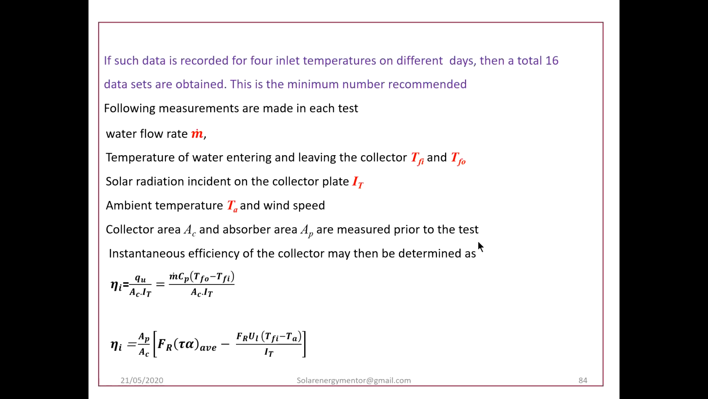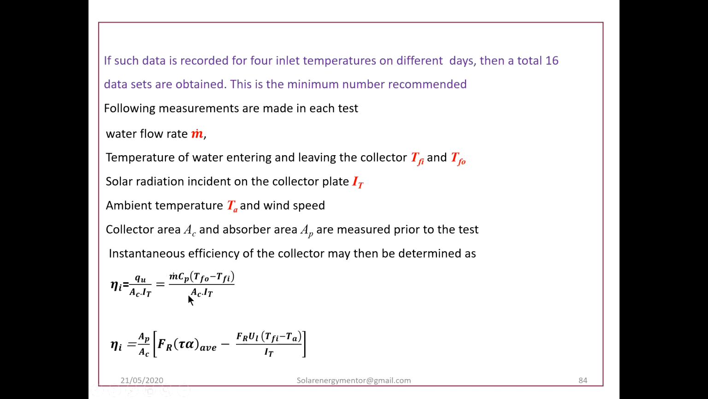Now the instantaneous efficiency of the collector can be determined with the following equation: efficiency is equal to useful heat gain rate QU divided by AC, the collector area, into IT, which is also equal to m dot Cp, that is mass flow rate of the heat transfer fluid circulated through the setup, and Cp of the fluid, into TFO minus TFI, the collector fluid outlet temperature minus the collector fluid inlet temperature. The same denominator is carried here. Okay, so with this we can find out the instantaneous efficiency of the collector.